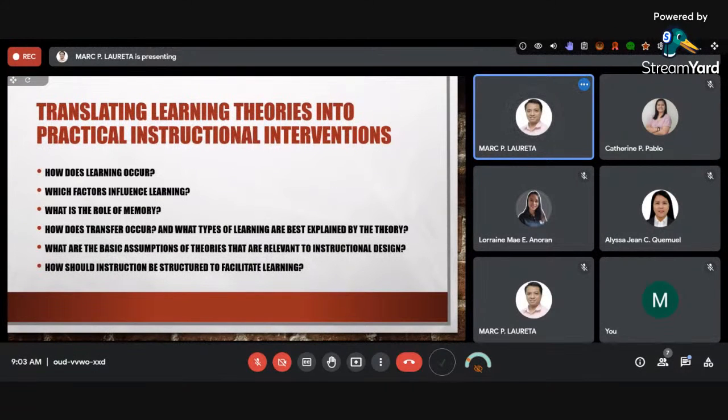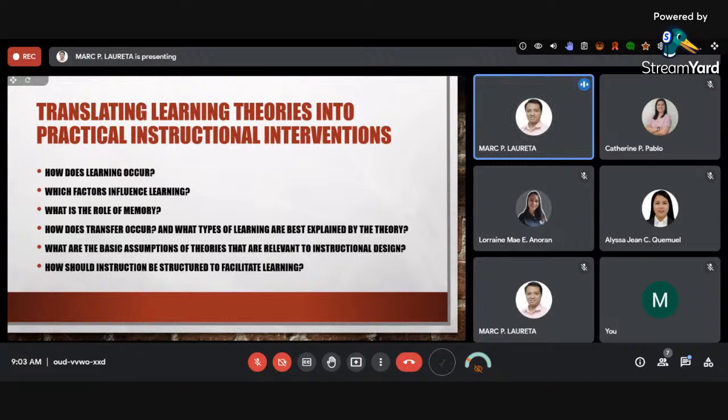Then here, translating learning theories into practical instructional interventions. We have already touched the major kinds of learning theories. So this will be translating learning theories into what we call feasible instructional interventions.